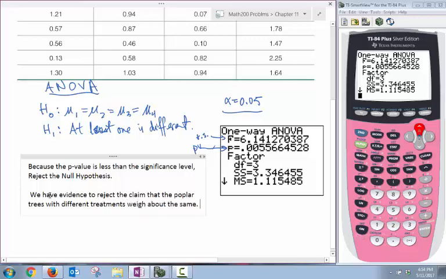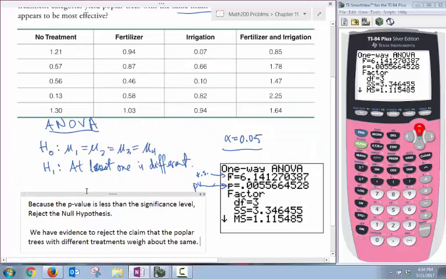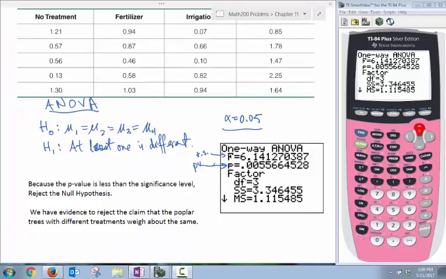It looks like the mean weights might be significantly different. We can guess by looking at the data that the trees that were fertilized and irrigated look like they have higher weights compared to the ones with no treatment, fertilizer alone, or irrigation alone. So by inspection, it seems like the irrigation and the fertilization does help.